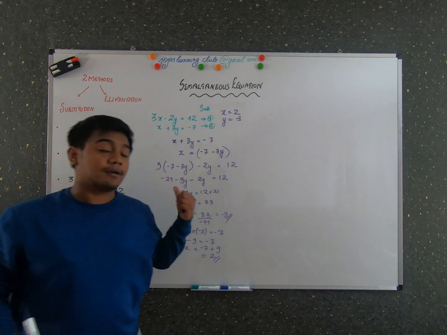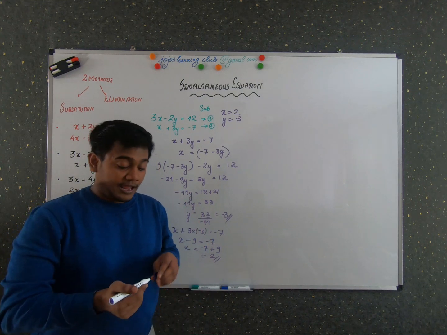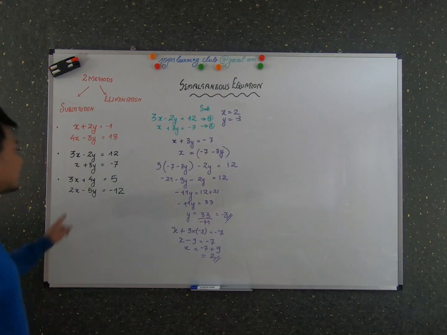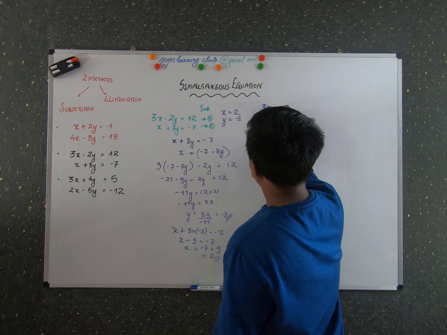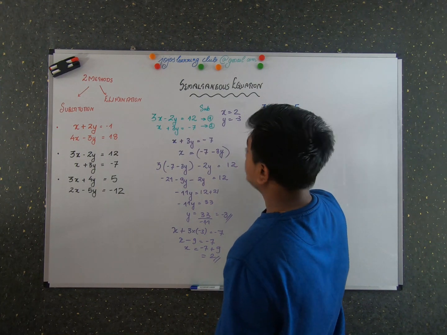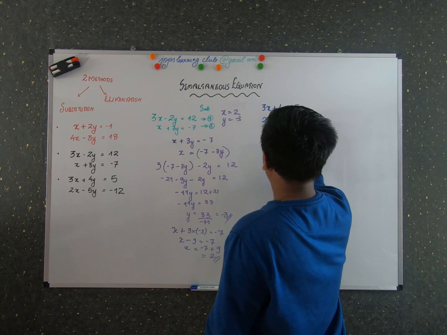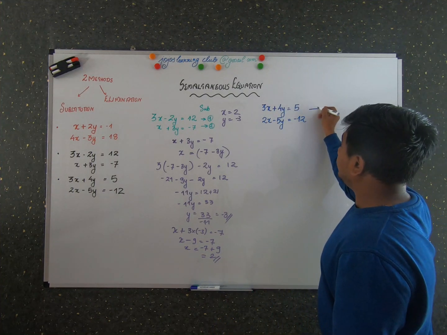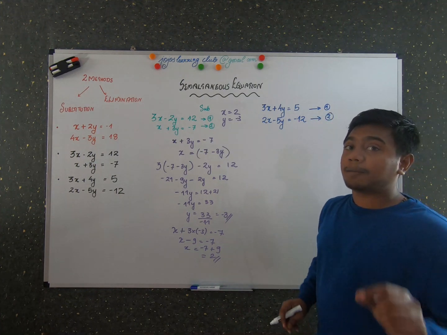And which method is this? This is the substitution method. And the next problem I am going to do with the elimination method. So let's write the equations first. The equations are 3x plus 4y is equal to 5, and 2x minus 5y is equal to minus 12. So these are our two equations, 1 and 2.